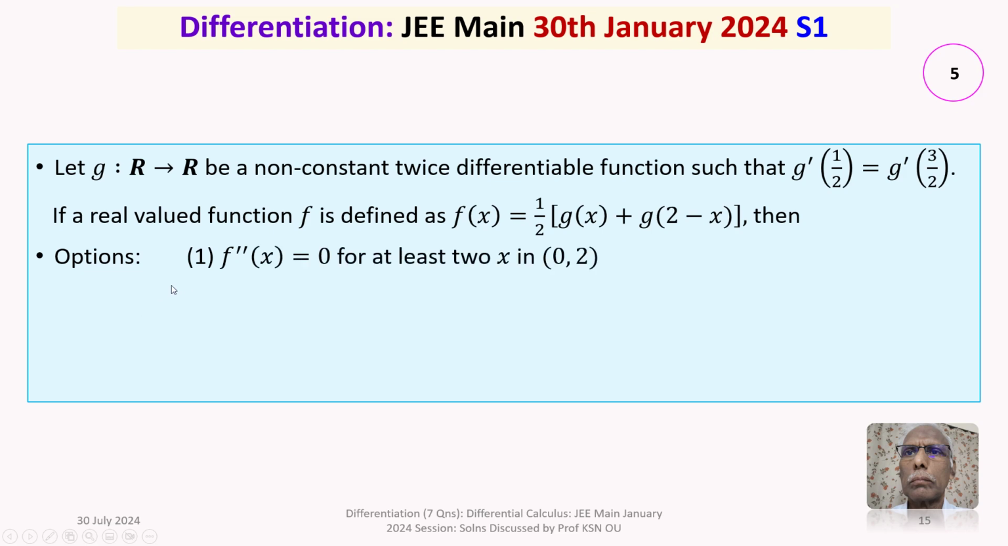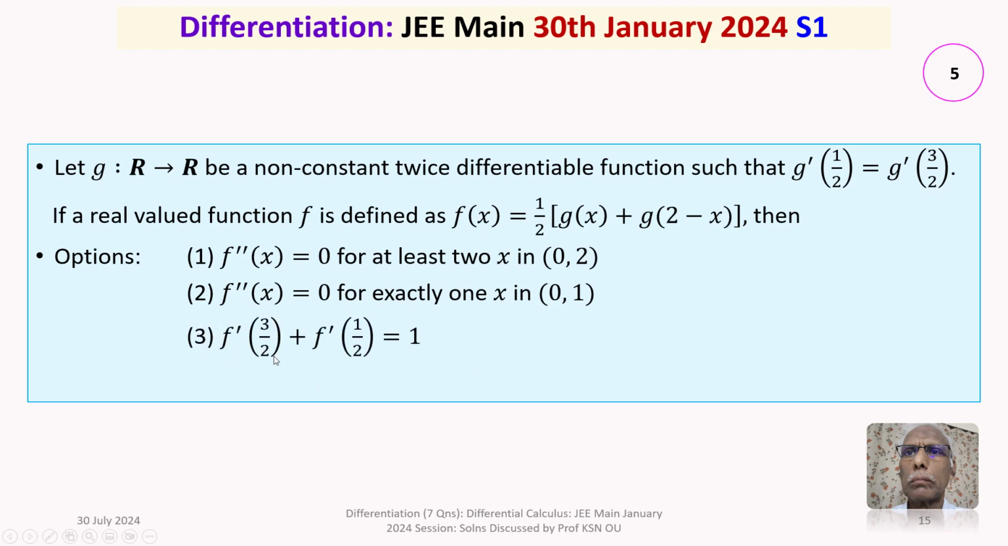Read the options carefully. Option 1, f double prime x is 0 for at least 2 x in the open interval 0 to 2. Option 2, f double prime x is 0 for exactly 1 x in the open interval 0, 1. Option 3, f prime at 3/2 plus f prime at 1/2 is equal to 1. Option 4, f double prime x is 0 for no x in the open interval 0 to 1. Read the options carefully. Now let's get into the question.